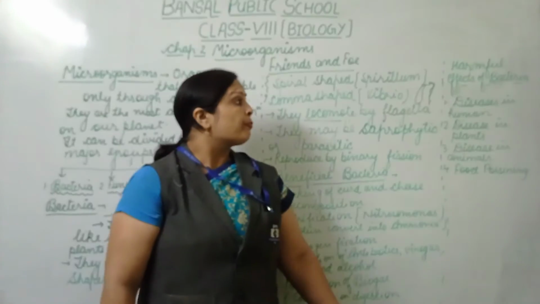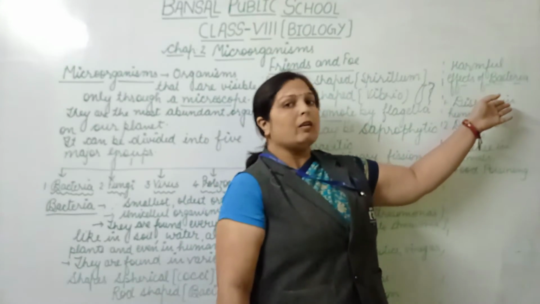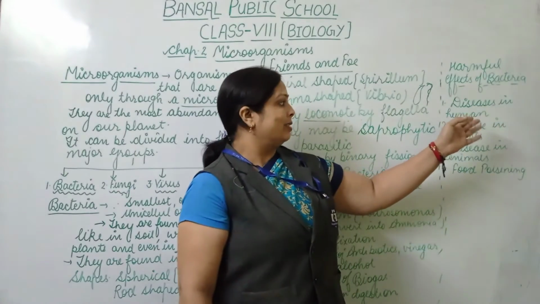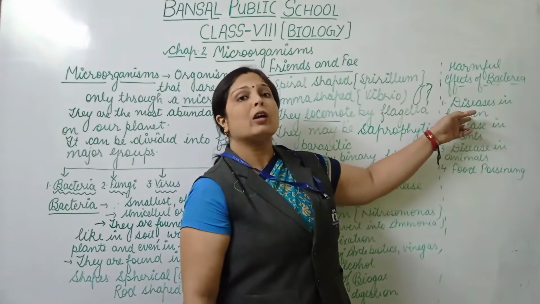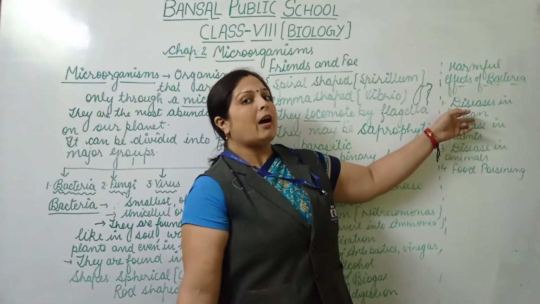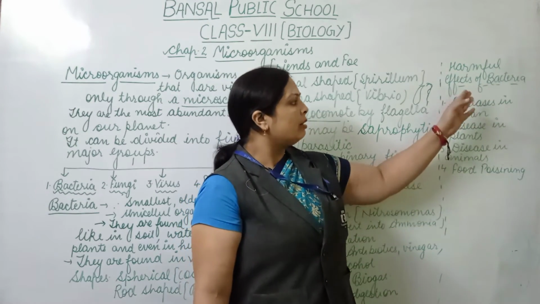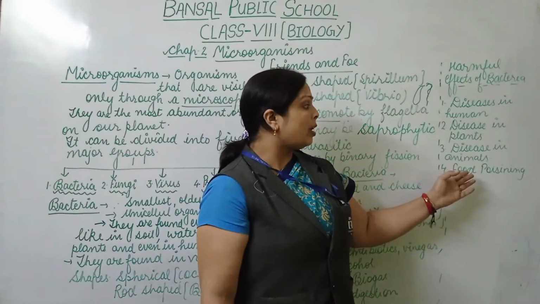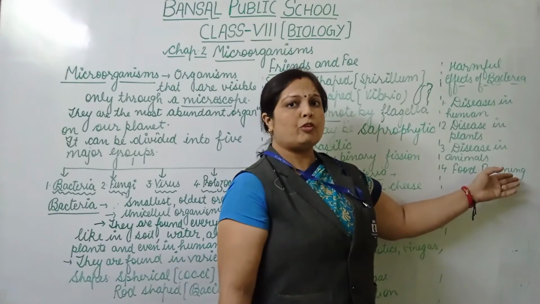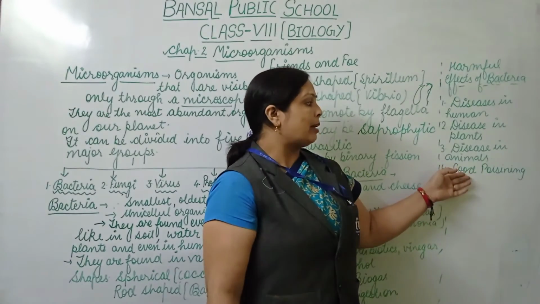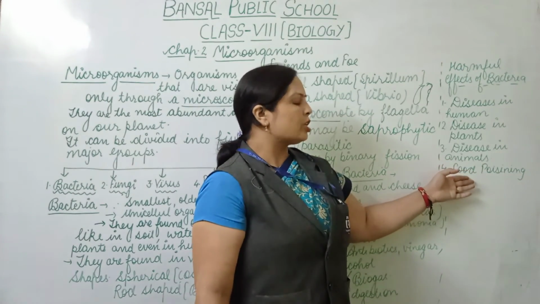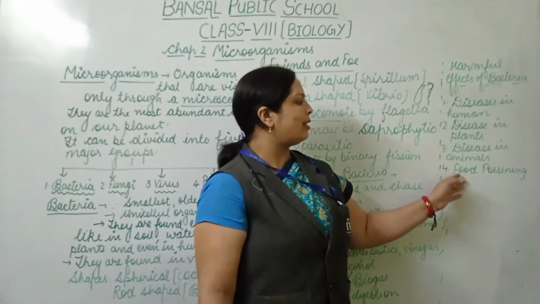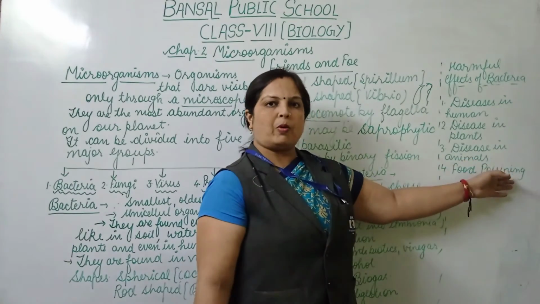Clear? Now, harmful effects of bacteria. Bacteria cause diseases in human beings, in plants, in animals. In human beings, cholera, dysentery and typhoid are caused by bacteria. Clear? And bacteria also cause food poisoning, like staphylococcus. That means bacteria produce some toxic substances which spoil food. That's why we can say that bacteria cause food poisoning.